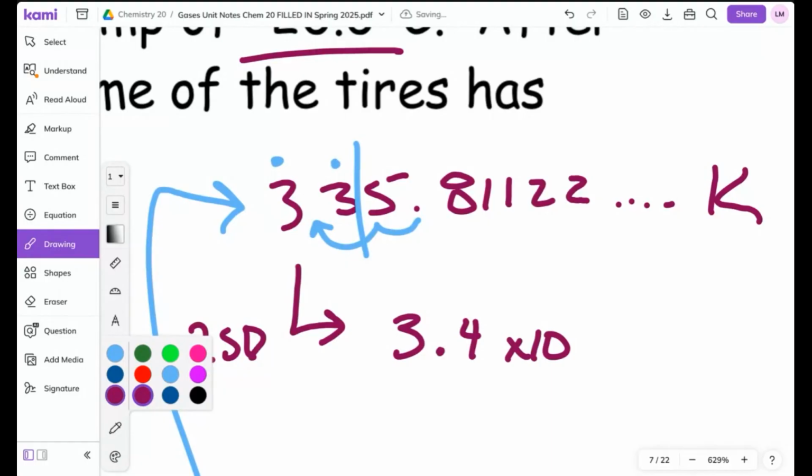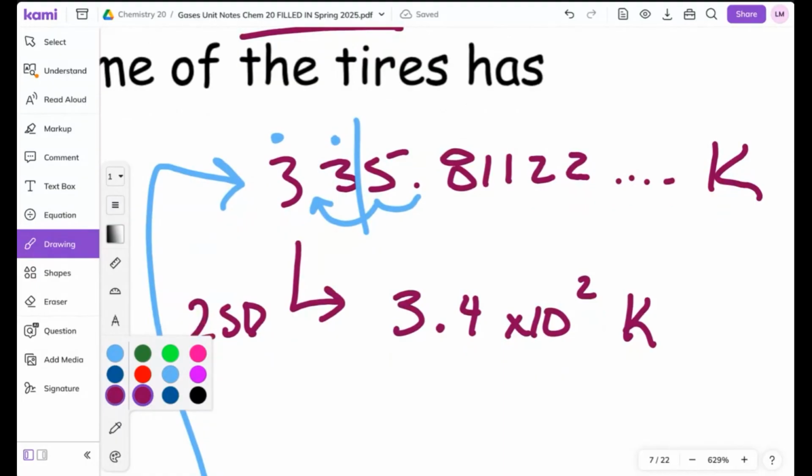Now we need to decide if our exponent is going to be positive or negative. Remember that if your original number is bigger than 1, your exponent's going to be positive. If your number is between 0 and 1, then your exponent is going to be negative. So in this case, because 335 is bigger than 1, that means our exponent has to be positive.